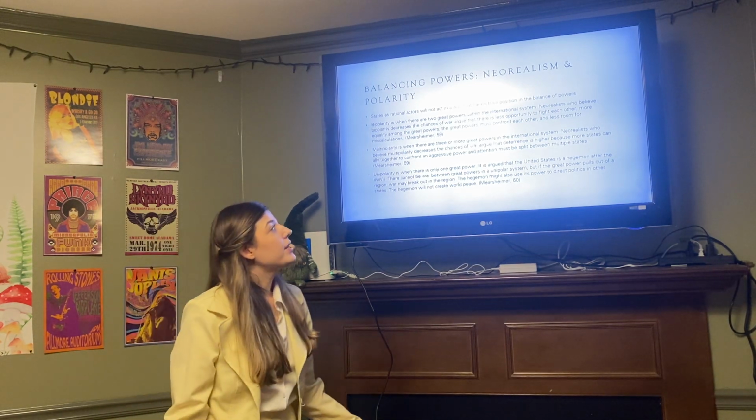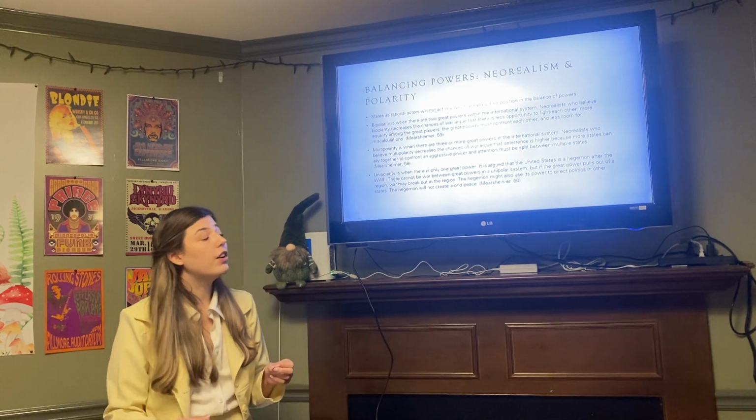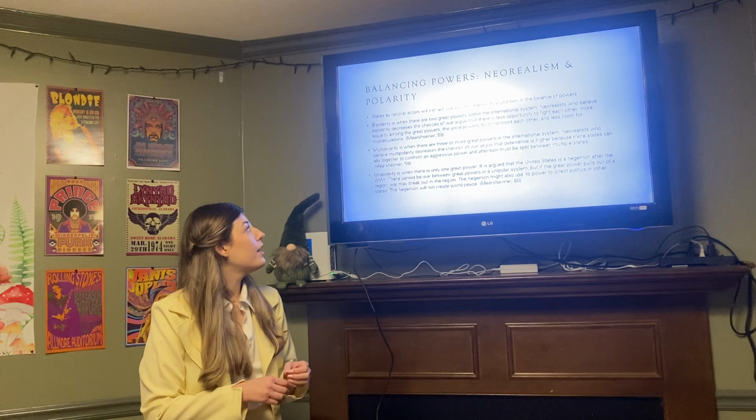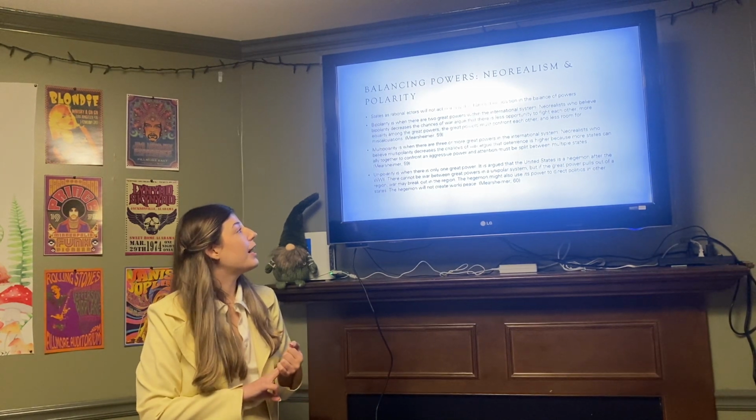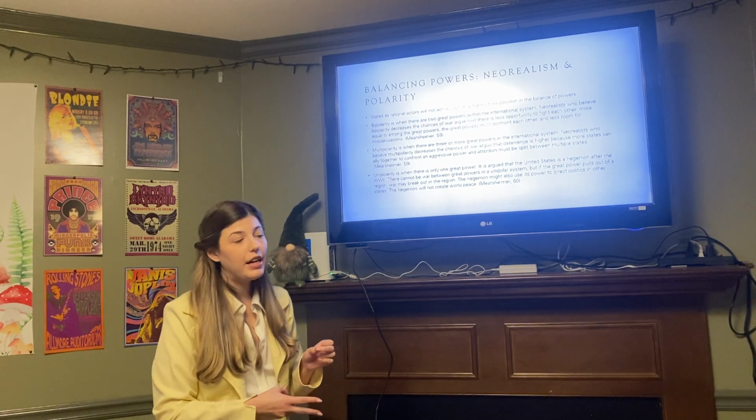So, balancing of powers, neorealism, and polarity. States are rational actors that will not act in a way that hurts their position in the balance of powers. Within this, there are three different types of polarity. Bipolarity is when there are two great powers in the international system.